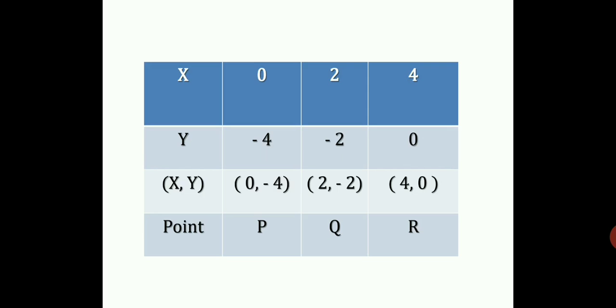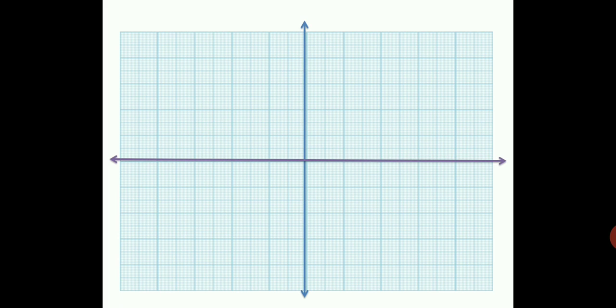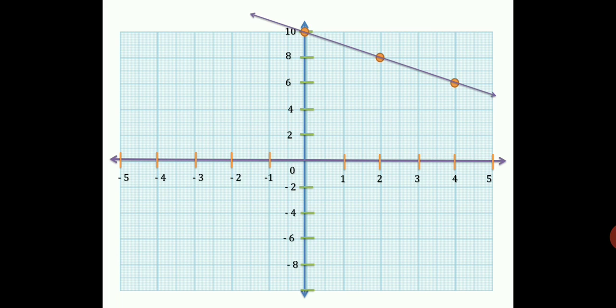Now A, B, C and P, Q, R we plot on the graph. This is the graph, with the x-axis and the y-axis. Make the coordinates, 0 to 5 on the x-axis and 0 to 10 on the y-axis. Check the points: A is (0, 10), B is (2, 8) and C is (4, 6). Draw the line. Next, the points P, Q, R, and again we draw a line.